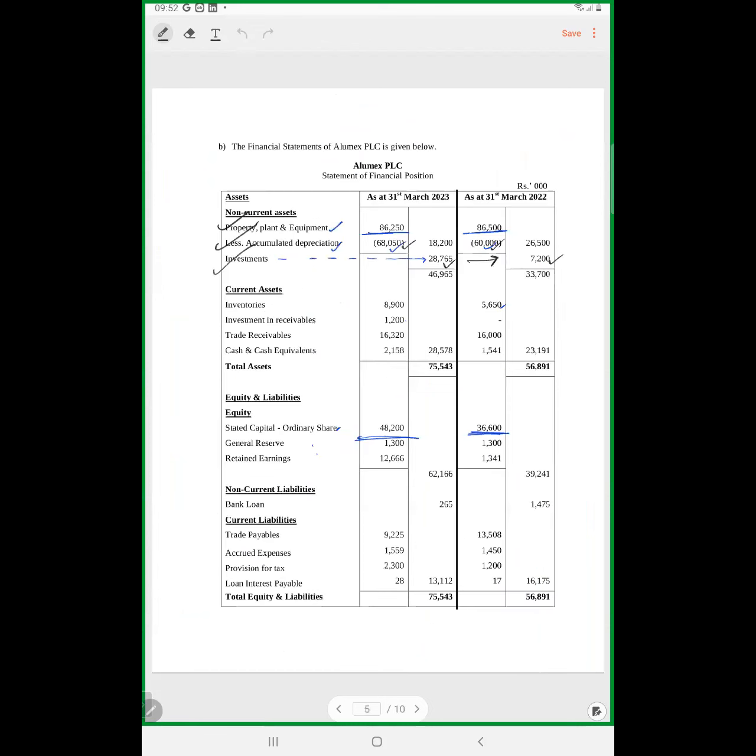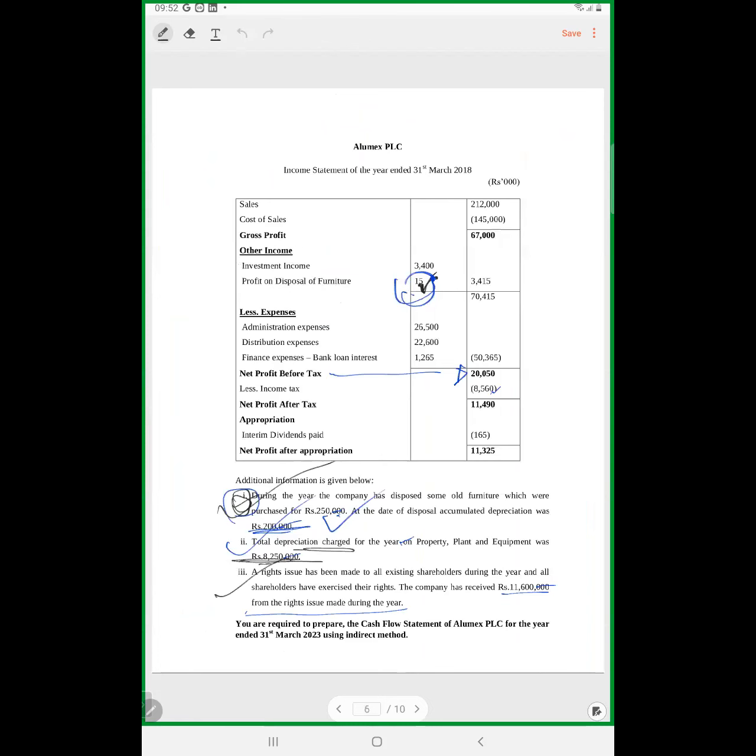Then next one, inventories. So where we record? So you can see here inventory value has been increased. Sir, there is an investment income, right? Shouldn't that be deducted then? 3,400. Wait, right? I will check.